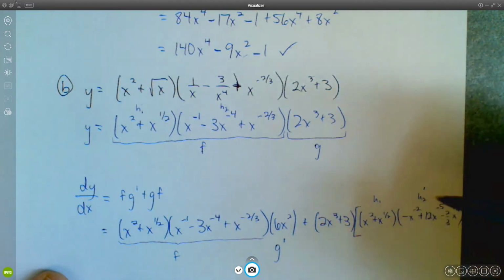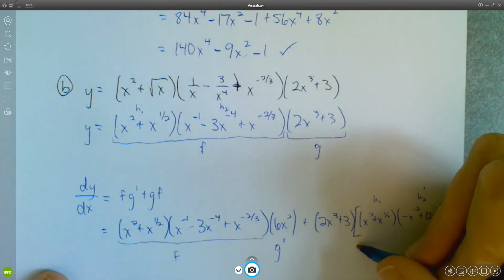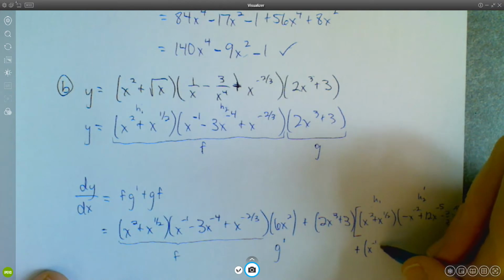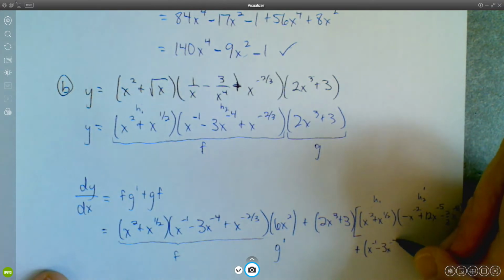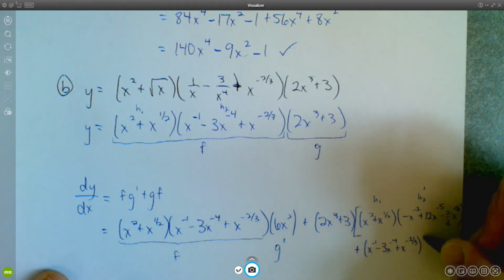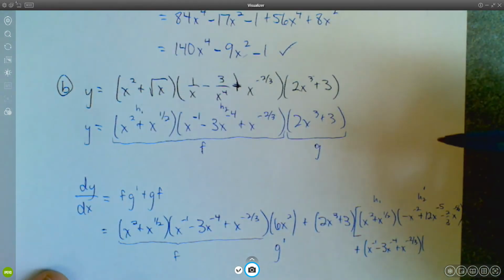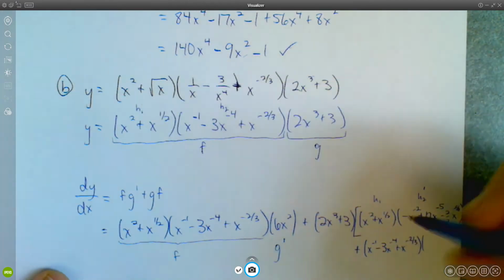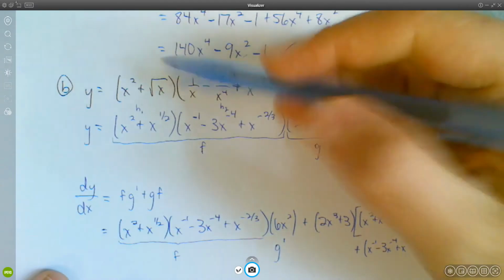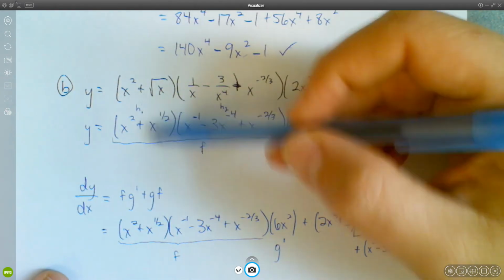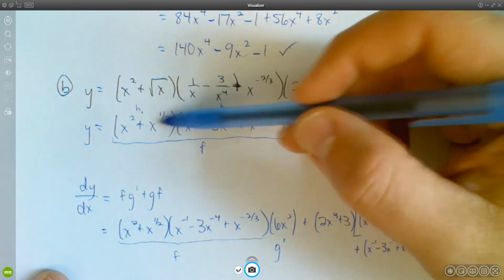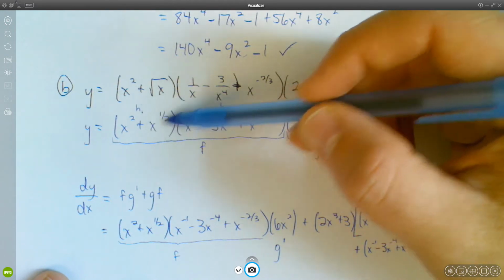But now we need to do h2, so we need to do plus h2 times h1 prime. So h1 prime is going to be 2x plus 1/2 x, right? 1 times 1/2 is 1/2, and then 1/2 minus 1 is negative 1/2. So it's going to be 1/2 x to the negative 1/2.